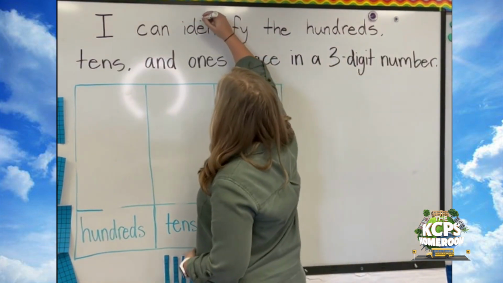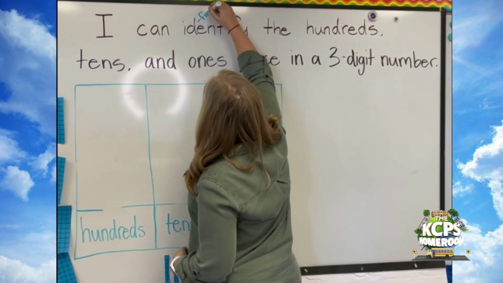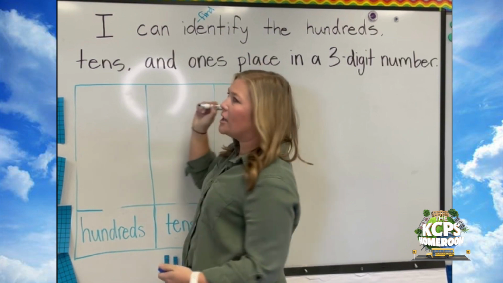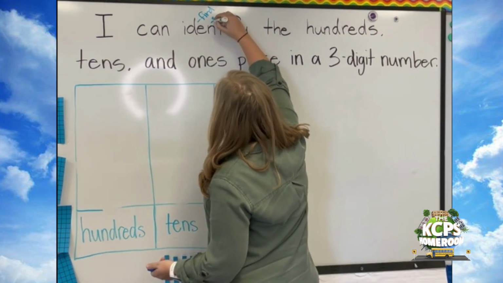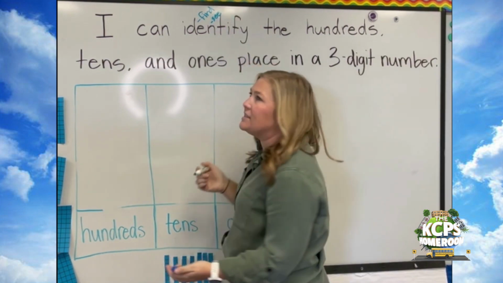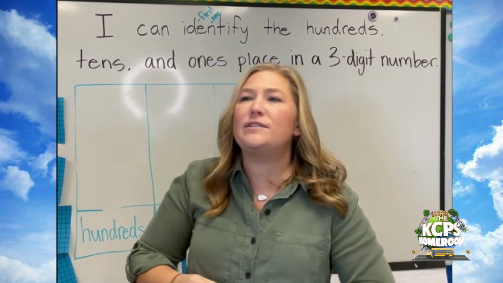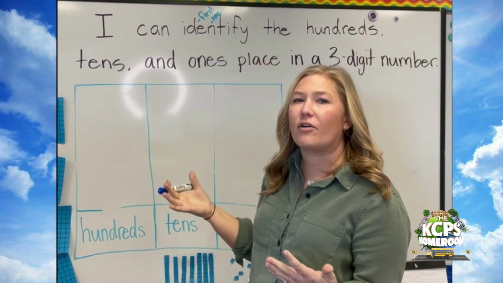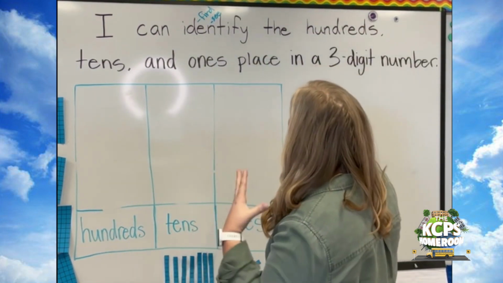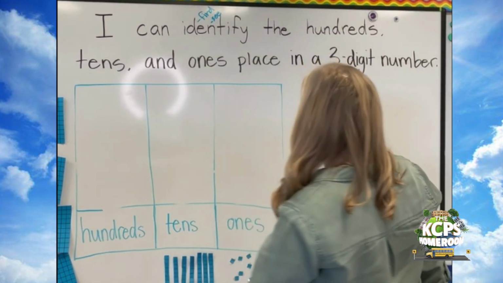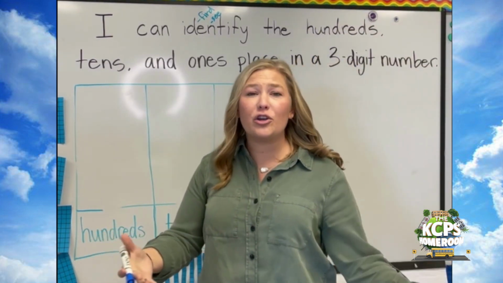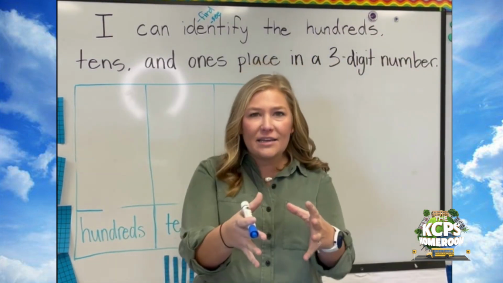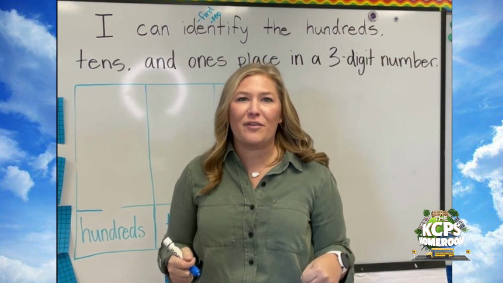What about the word find? Or see? We can find lots of words that we can replace the word identify with. Let's see if by using that word find, it changes the meaning of our statement. I can find the hundreds, tens, and ones place in a 3-digit number. It sounds pretty good. And that's all you're going to be doing today. You're going to be finding the numbers that are in those place values.